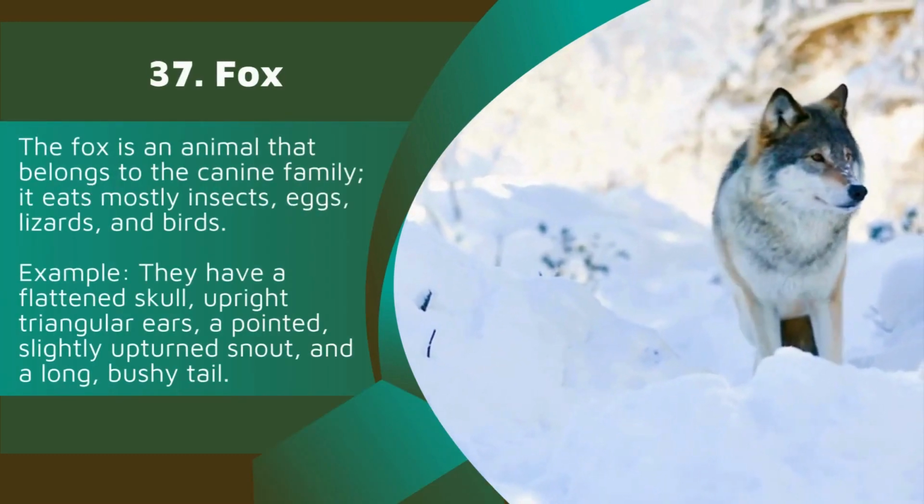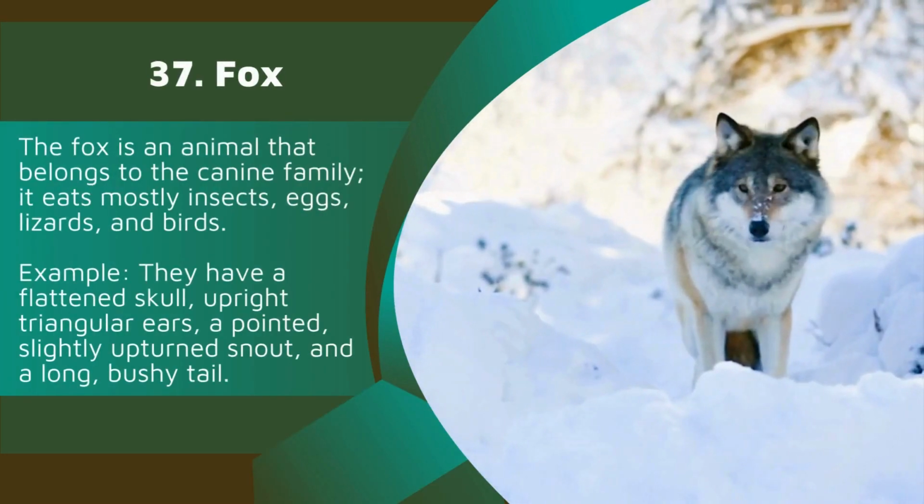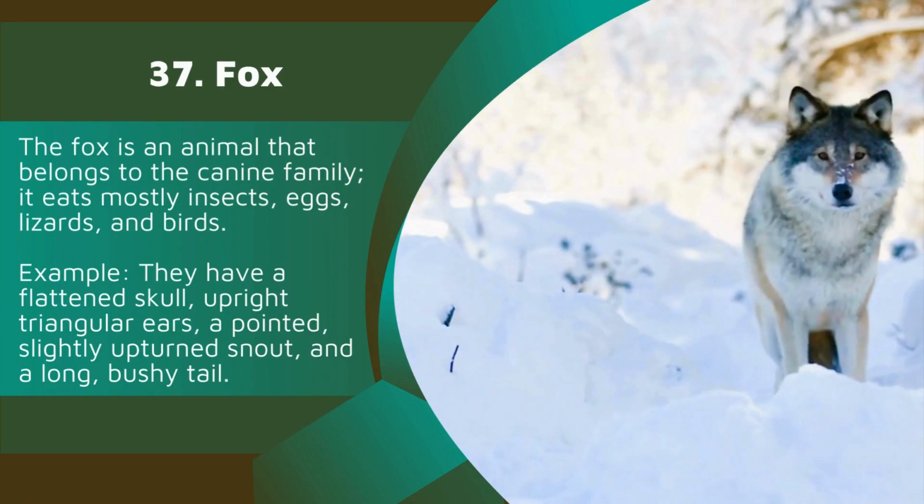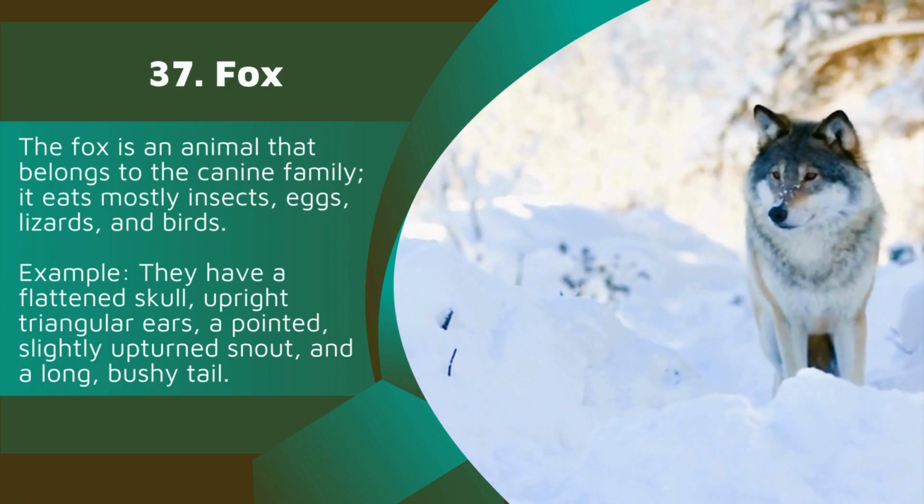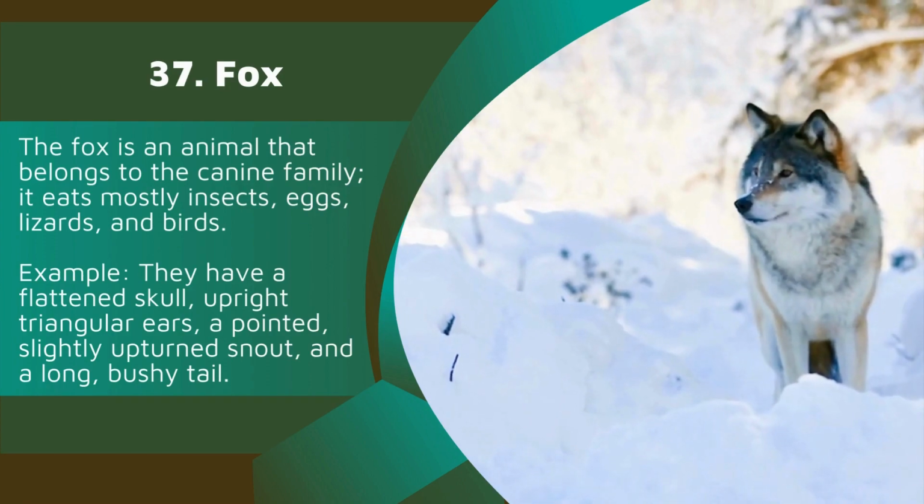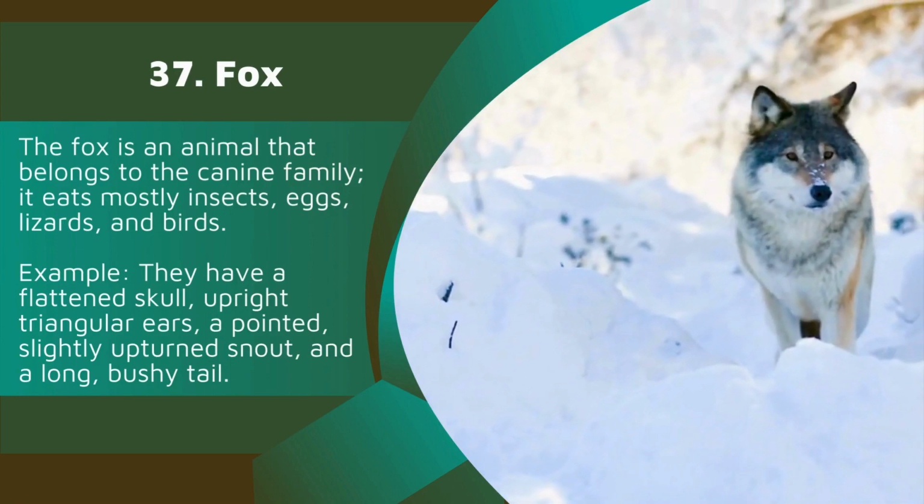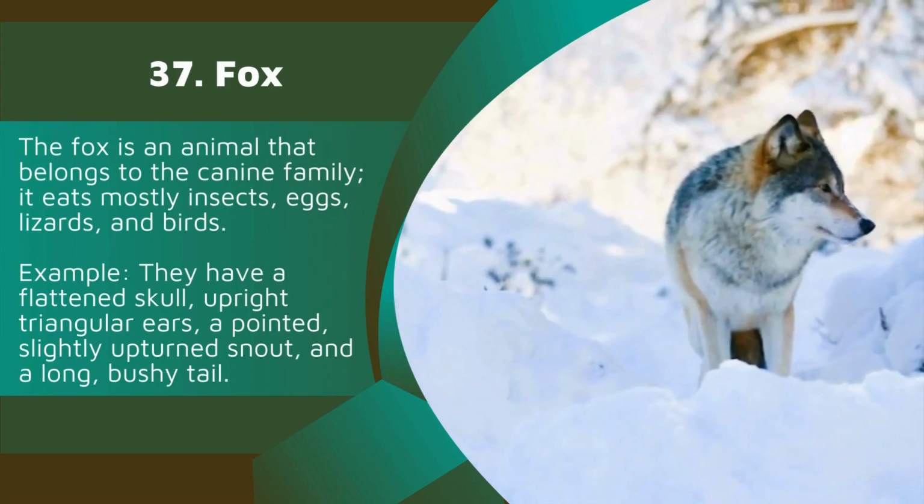37. Fox. The fox is an animal that belongs to the canine family. It eats mostly insects, eggs, lizards, and birds. Example, they have a flattened skull, upright triangular ears, a pointed, slightly upturned snout, and a long, bushy tail.